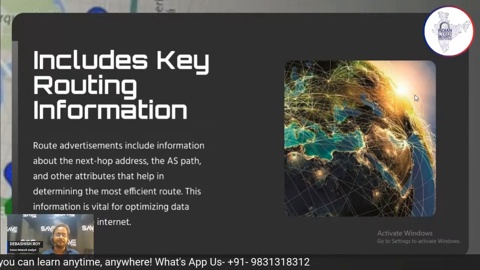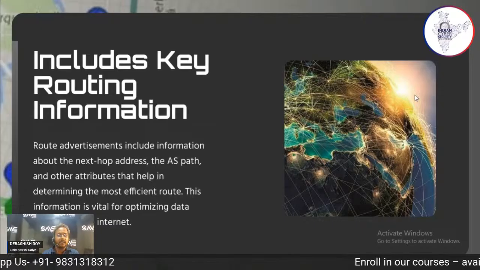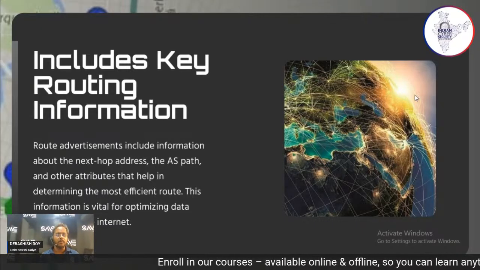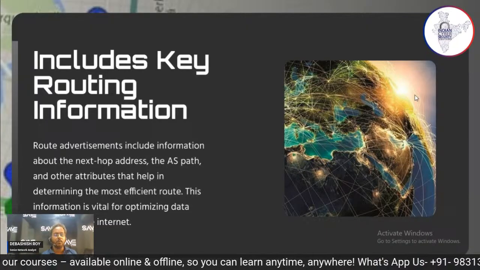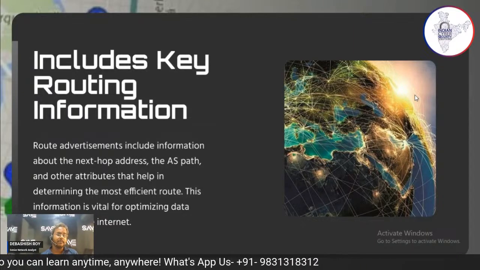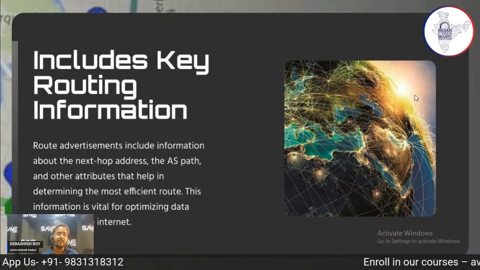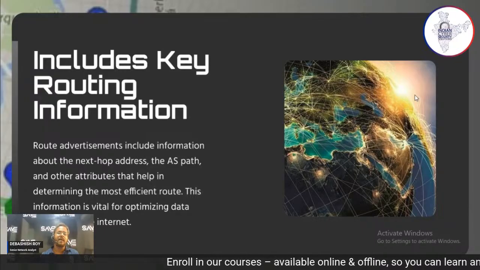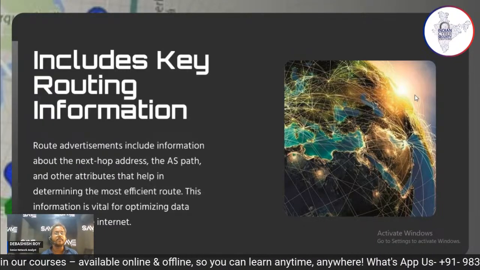The AS path, like you are in autonomous system 1 or 2, so where you are going, the AS path information should be in the routing update also, and it is a crucial factor to avoid the EBGP routing loop. And what are the other attributes that help in determining the most efficient route? Like the weight, local preference, MED. There is a list of factors included in BGP path selection, and this information is vital for optimizing data flow across the internet.